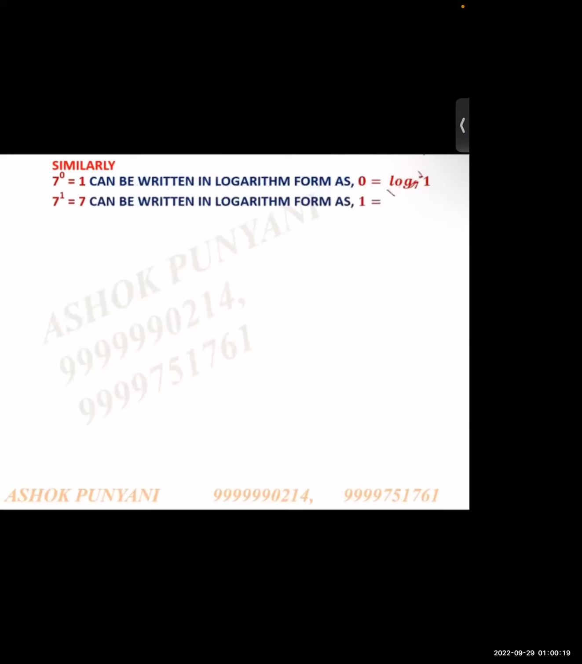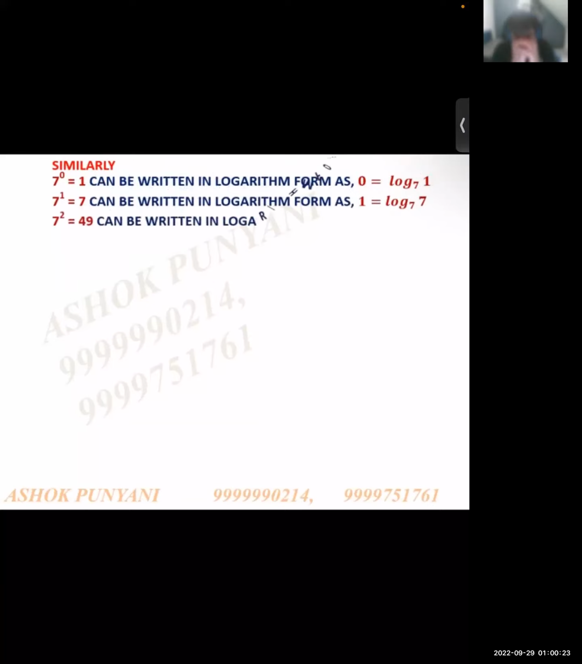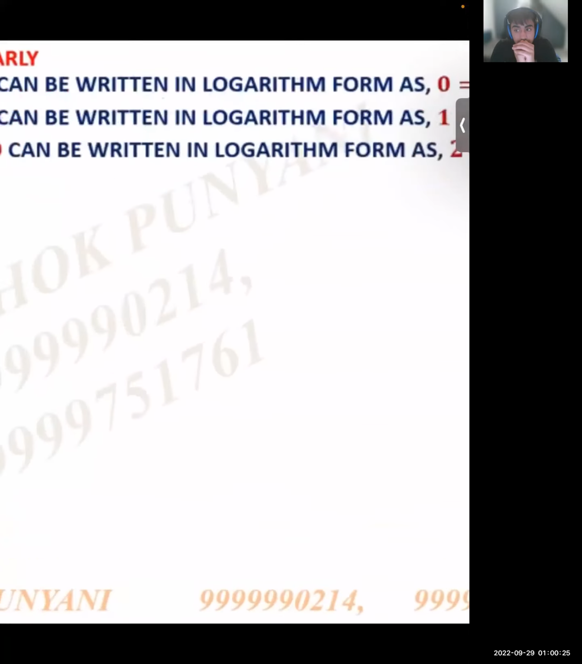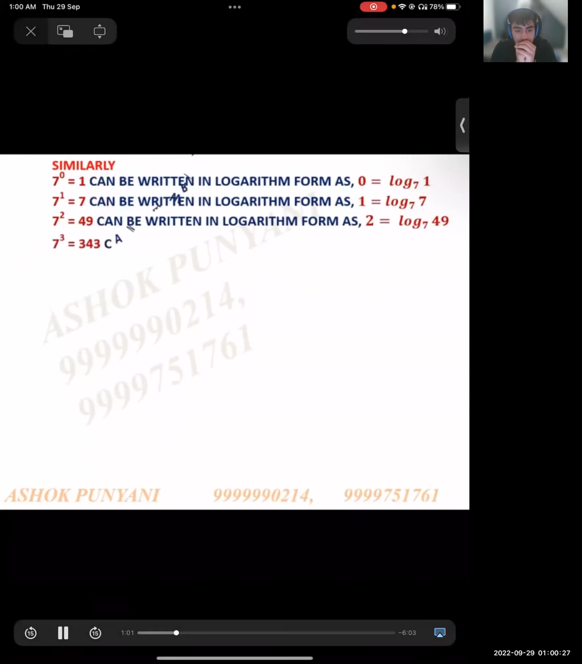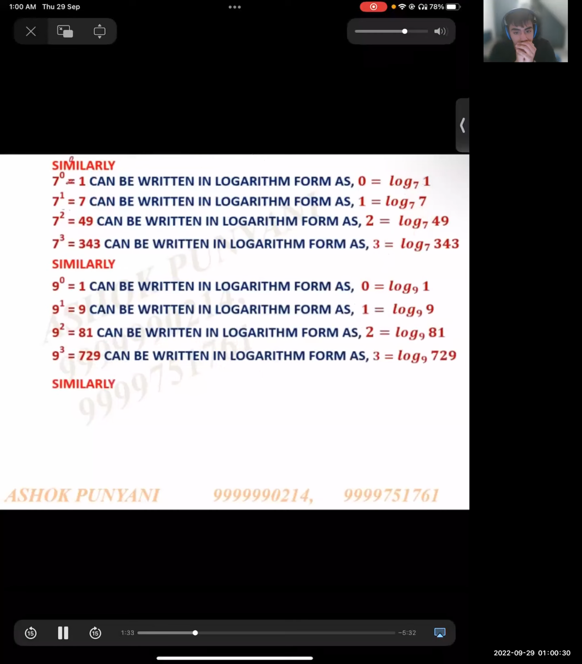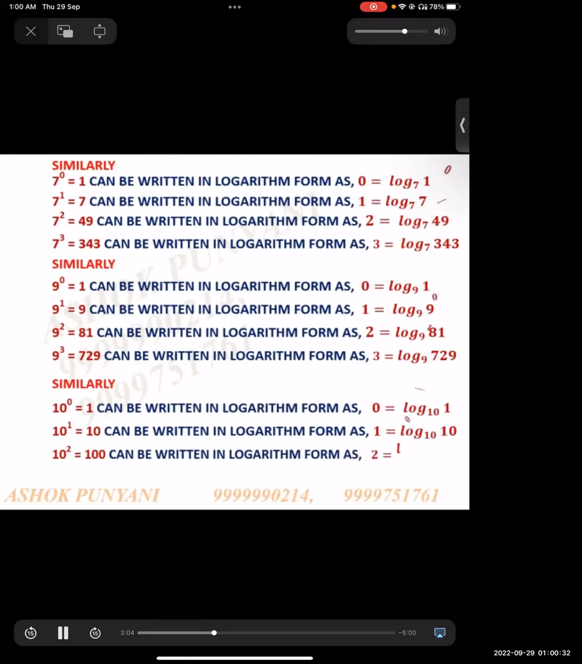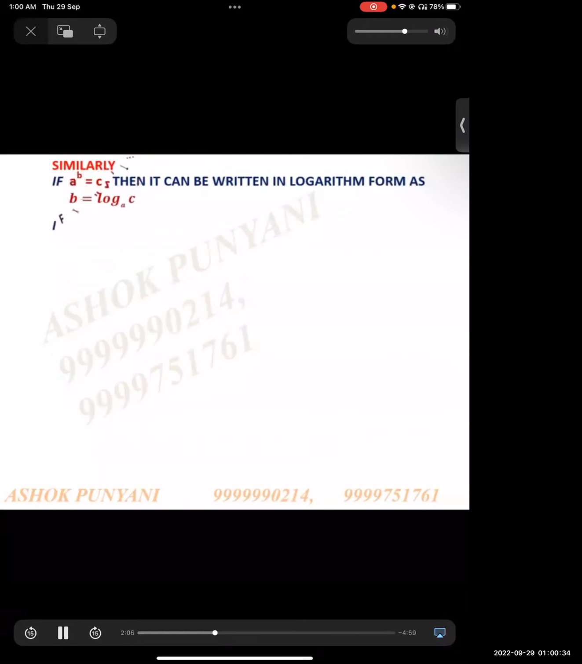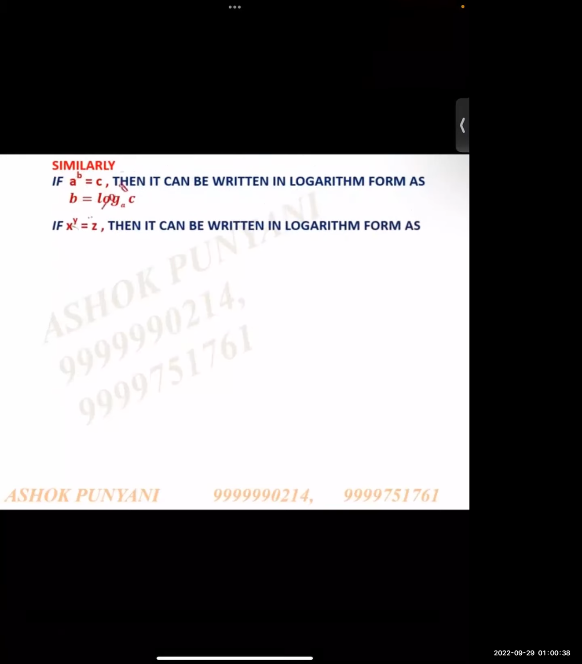Similarly, 7 to the power 0, which is 1, can be written in logarithm form as 0 is equal to log 1 to the base 7. That's what I told you. Yes. Now there comes a property. Just go through this point, whatever I'm teaching you here.